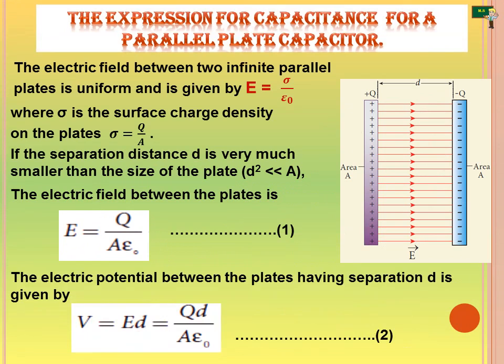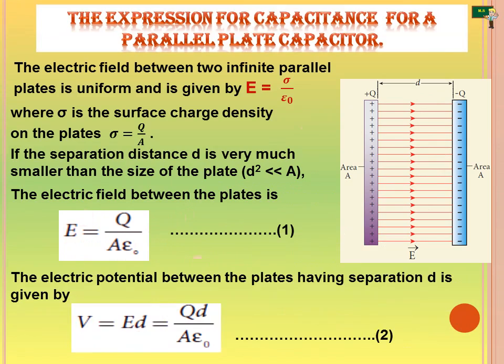The electric potential between the plates having a separation D is given by V equal to E D, which equals Q D divided by A epsilon naught. Here we multiply by the distance D. So, V equals QD divided by A epsilon naught. This is the second equation.